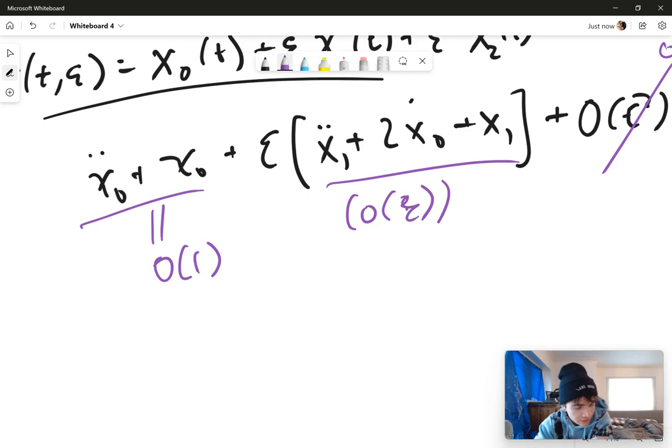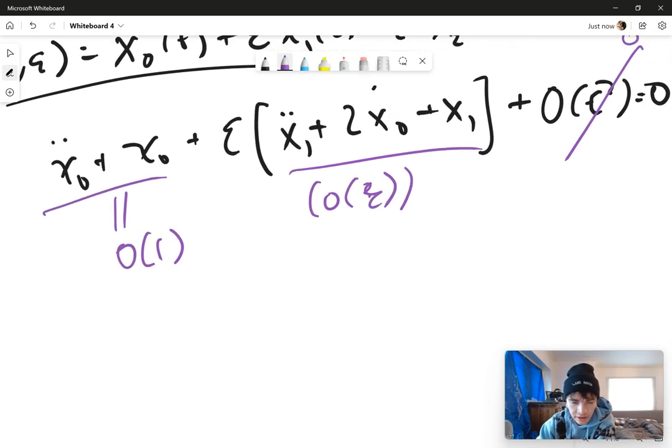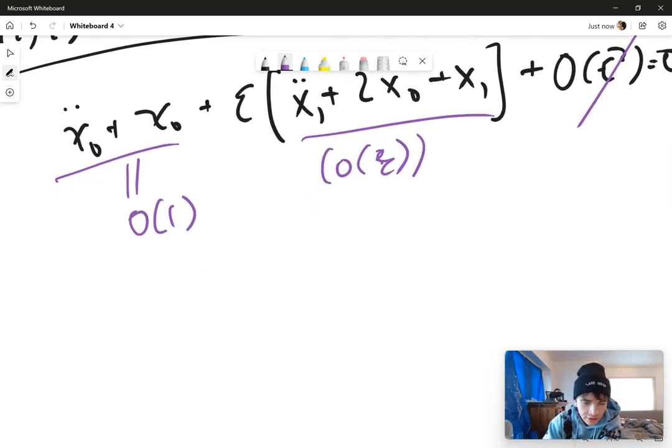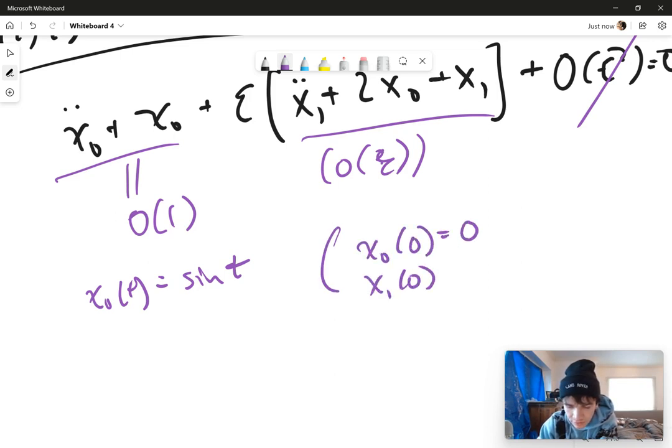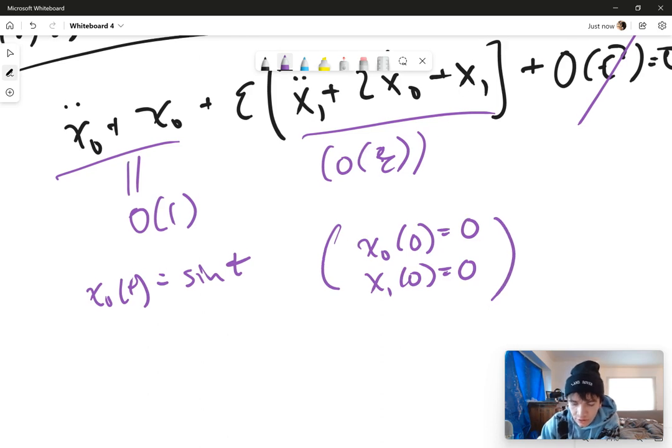However, the problem with this is that if we actually do this, we're going to get that x0 of t is going to be sine of t, if we assume that the initial conditions are x0 of 0 equals 0 and x1 of 0 equals 0.